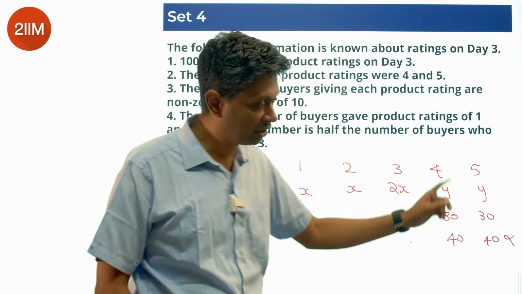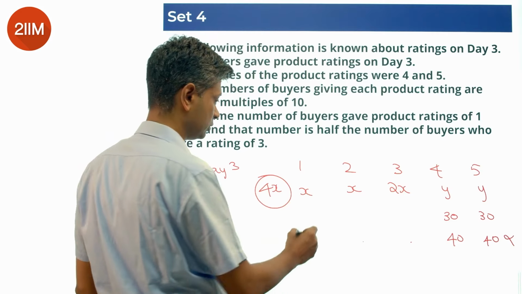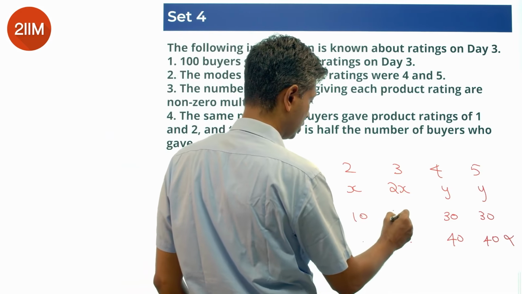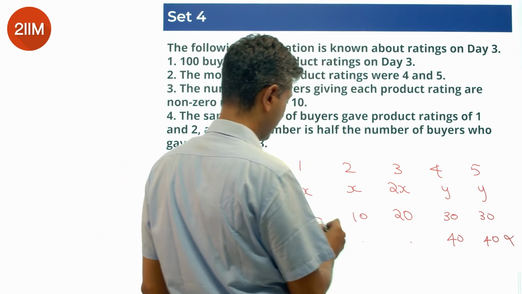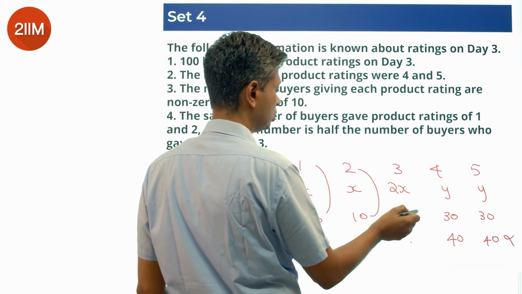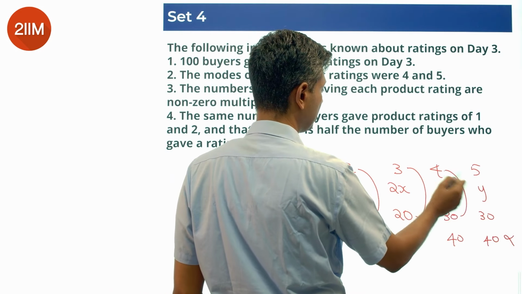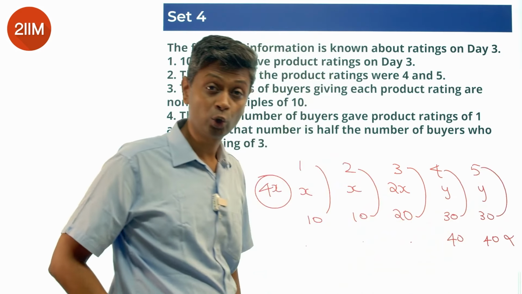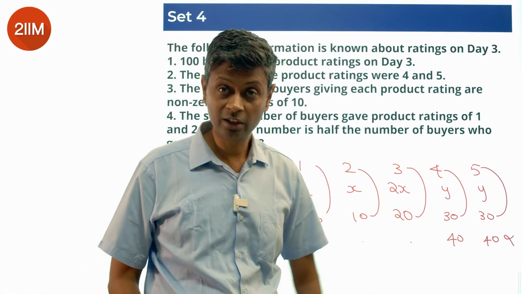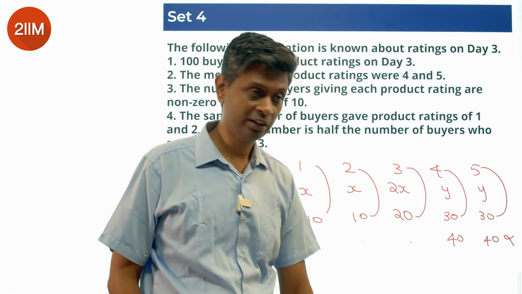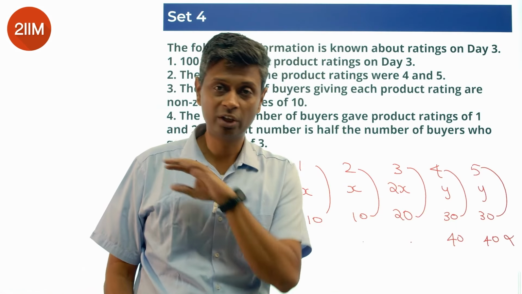When 30, 30, number of people 10, 10, 20, 30, 30. 10 people give 1, 10 people give 2, 20 people giving 3, 30 people giving 4, 30 people giving 5. Total number of people is 100, mode 4 and 5. This into 2 is this, these two are equal, done, true.